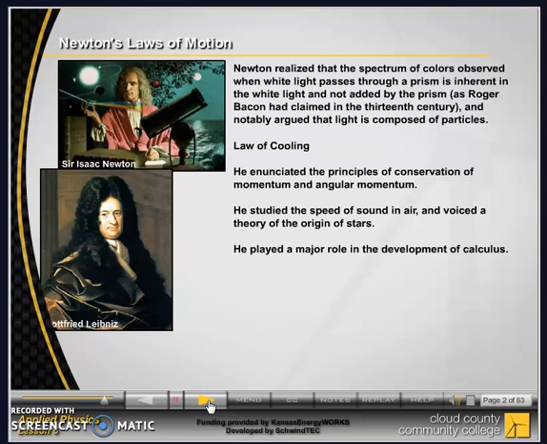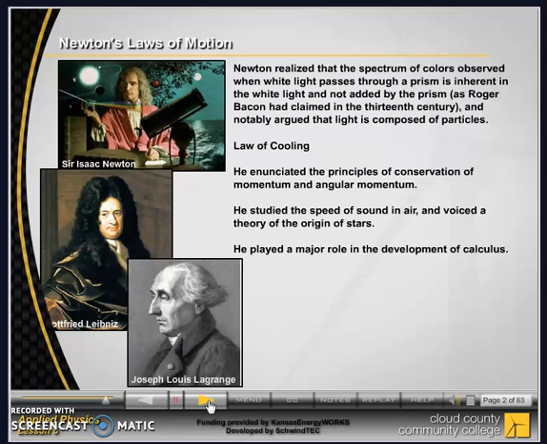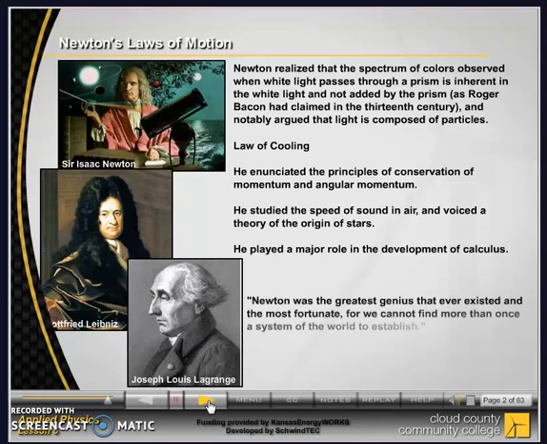Mathematician and mathematical physicist Joseph Louis Lagrange said that Newton was the greatest genius that ever existed and the most fortunate, for we cannot find more than once a system of the world to establish.